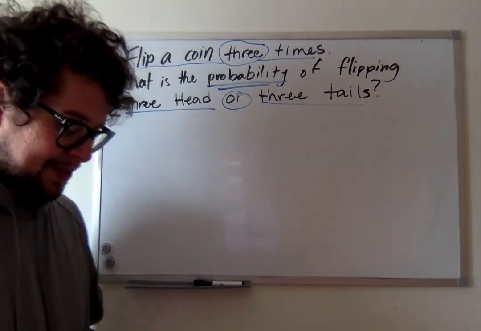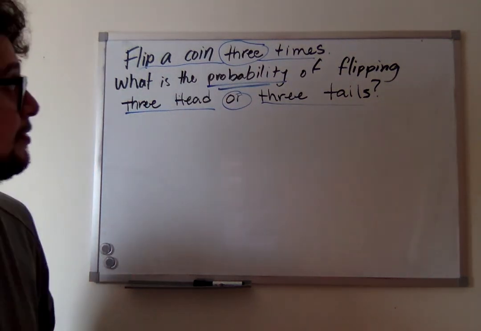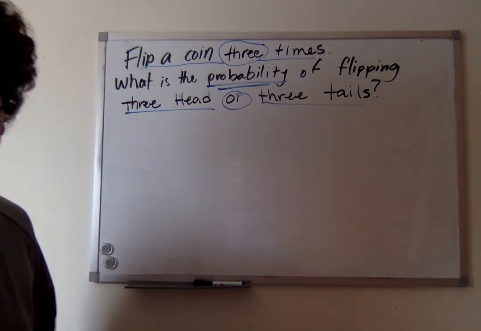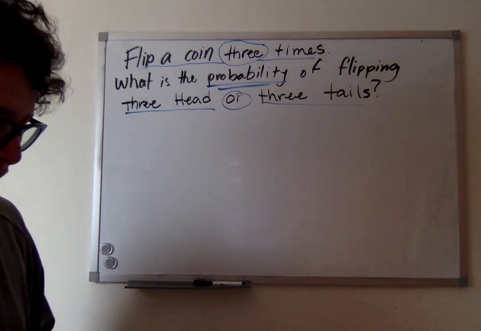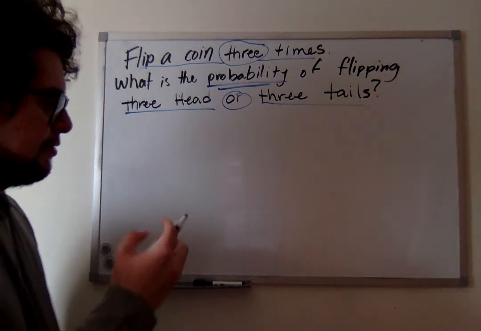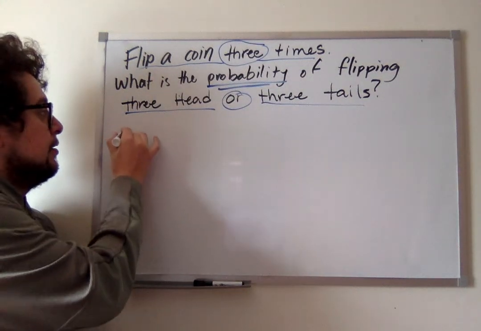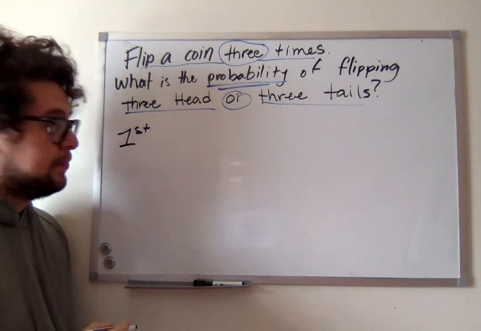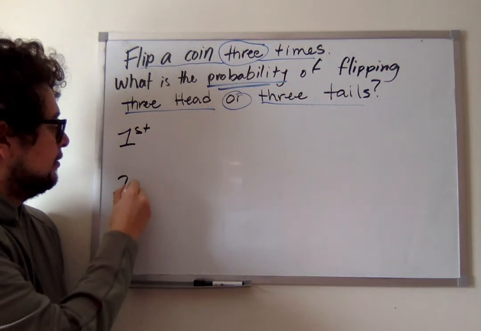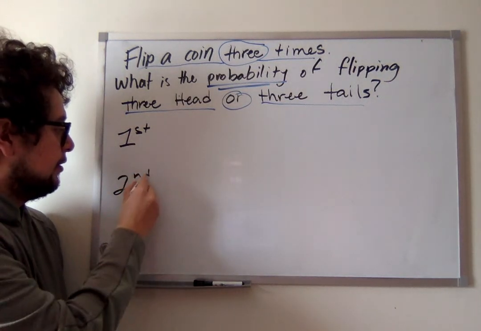So this time, because it's more than 2, I don't want to use a table. I'm going to use a little tree diagram. Okay. And the way this works is there's 3 events, right? So there's the first one. Okay. There's going to be a second and then a third.